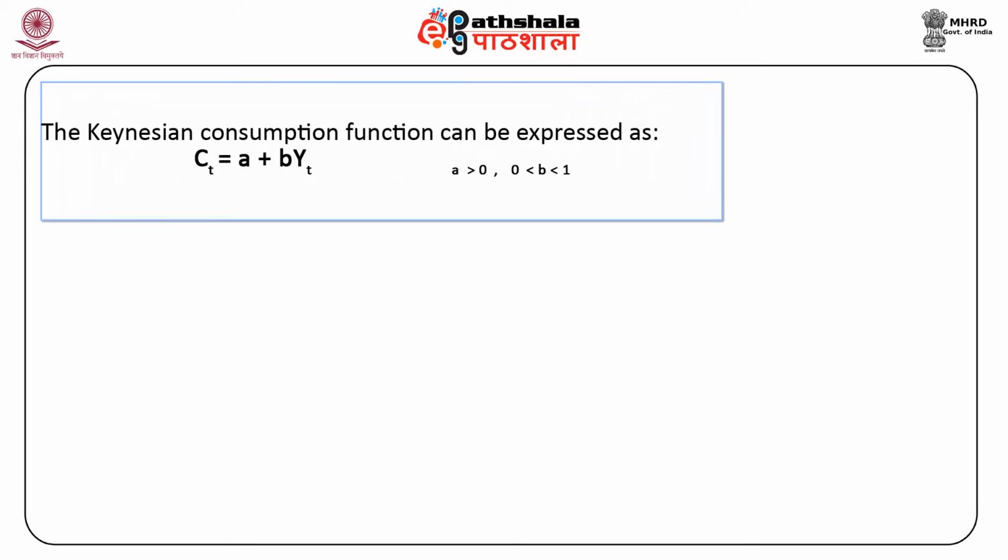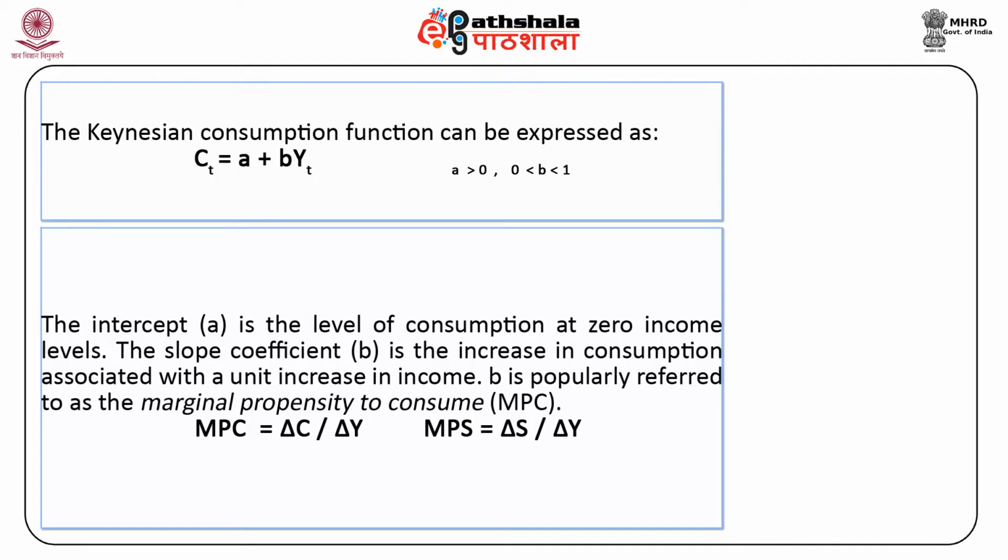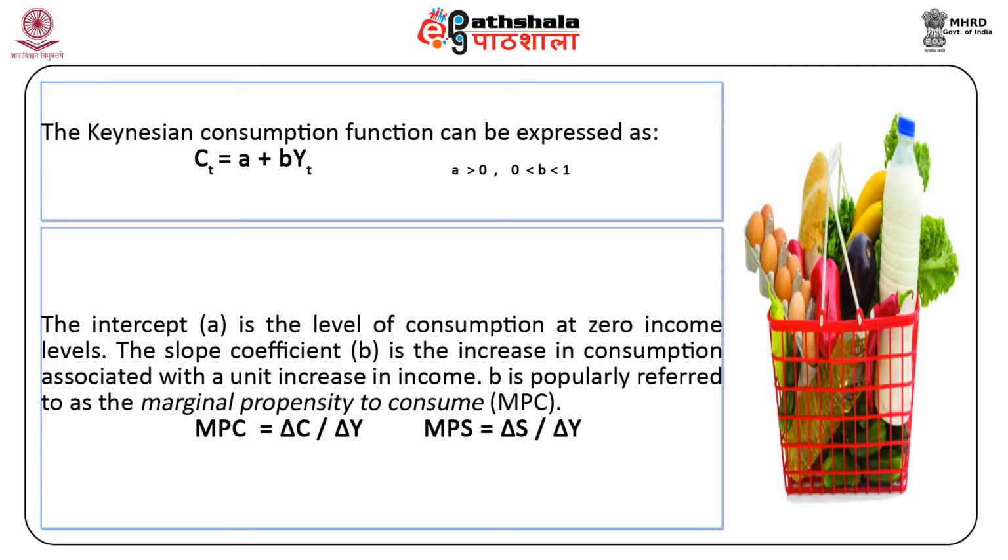The Keynesian consumption function may be expressed as Ct = A + BYt, wherein A is greater than 0 and B lies between 0 and 1. The intercept A is the level of consumption at 0 income levels. This is also referred to as autonomous consumption, as it does not depend on the level of income.